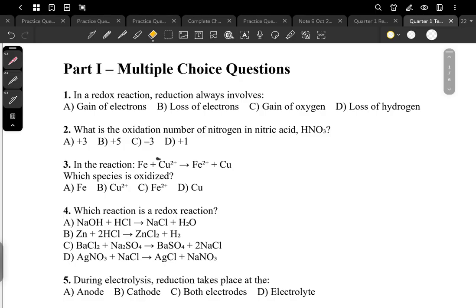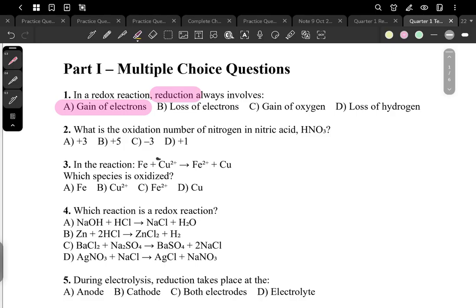Okay, so the first question asks you, in a redox reaction, reduction always involves... If you read the multiple choice answers that you have here, the best answer, or the correct answer, is gain of electrons, because reduction is gaining of electrons. Whenever a species gains electrons, this is considered to be a reduction.